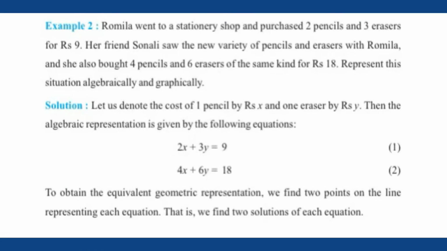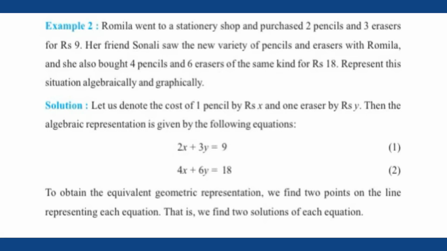Now students, let us see another example. Romila went to a stationery shop and purchased 2 pencils and 3 erasers for rupees 9. Her friend Sonali saw the new variety of pencils and erasers with Romila, and she also bought 4 pencils and 6 erasers of the same kind for rupees 18. Represent this situation algebraically and graphically.